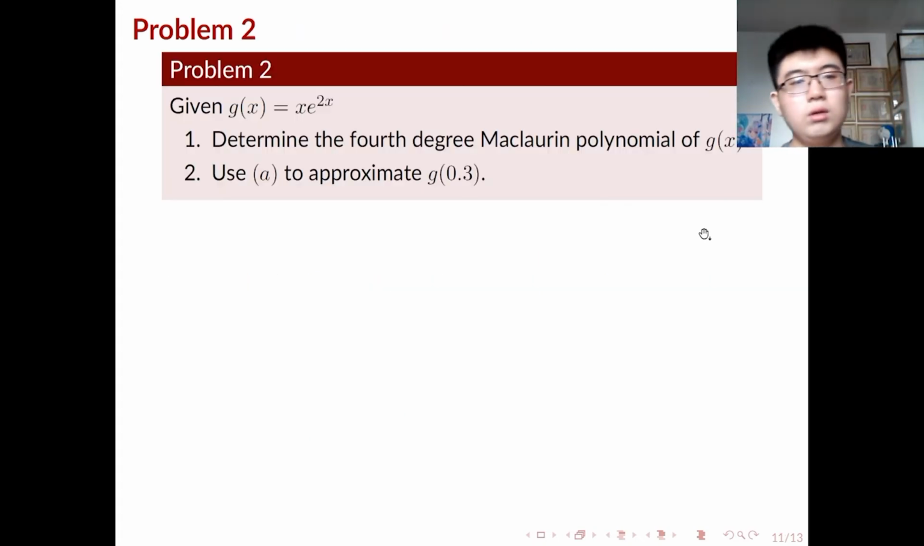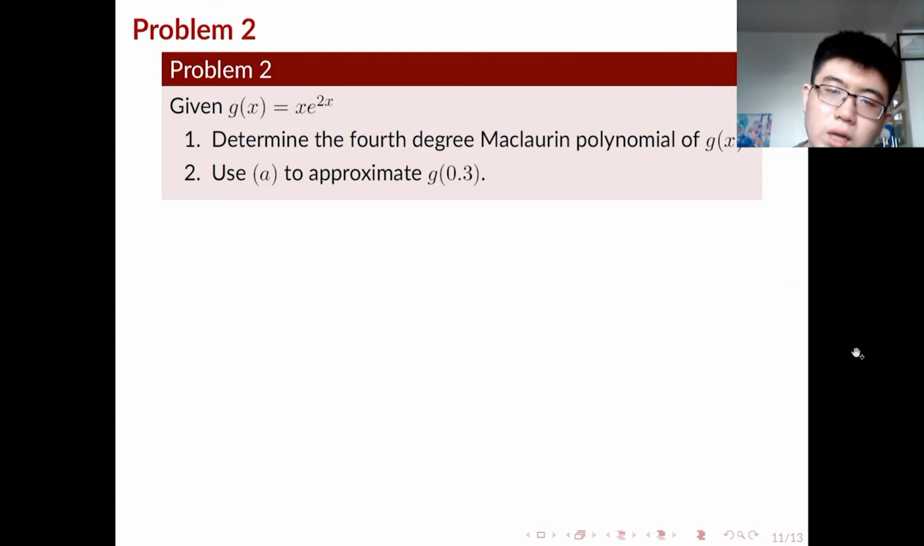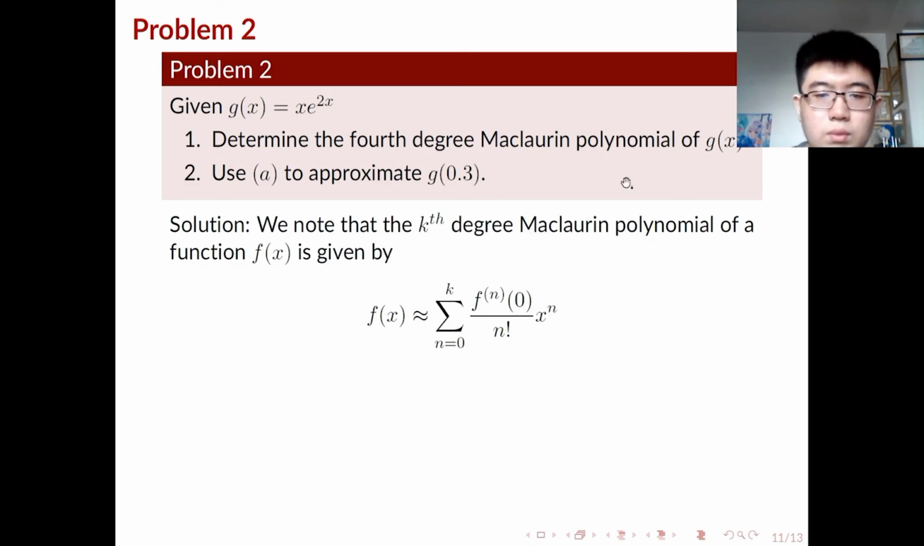Alright, so our second problem: we want to compute the fourth degree Maclaurin polynomial of g, and we want to approximate g. Now our g is given by x times e^(2x). First, to get the Maclaurin polynomial, we recall that a is 0 in a Maclaurin series or Maclaurin polynomial. Therefore, we have our given formula as follows, which is f^(n)(0) over n factorial times x^n, starting from n equals 0 up to k.